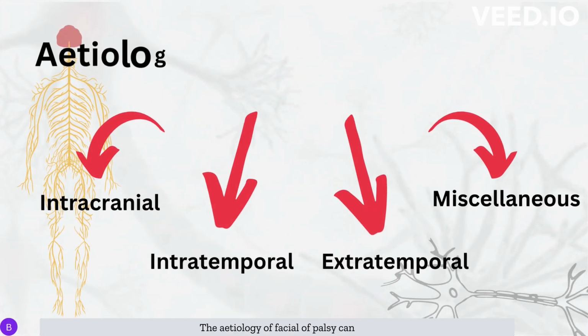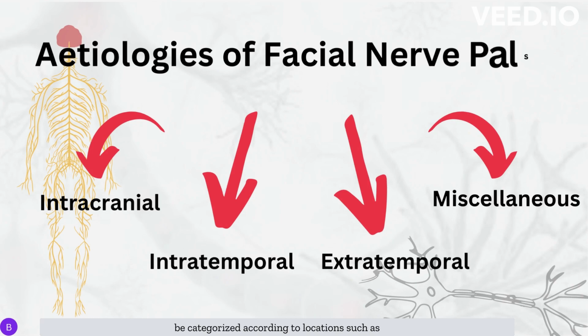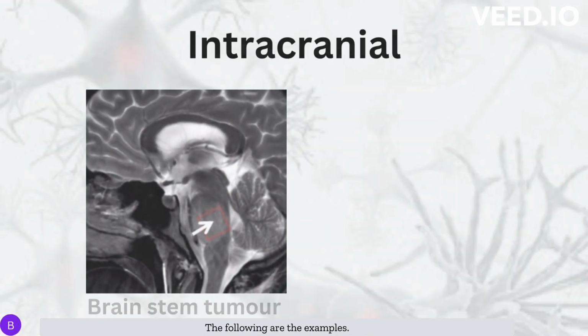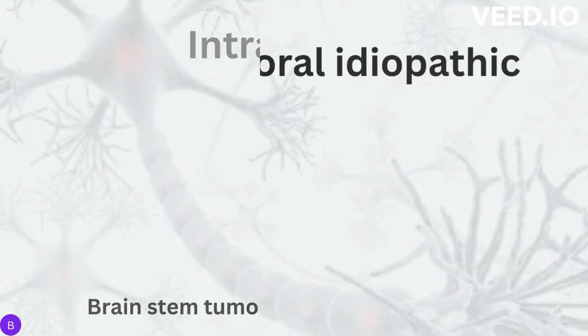The etiology of facial nerve palsy can be categorized according to location such as intracranial, intratemporal, extratemporal, and miscellaneous. The following are the examples.